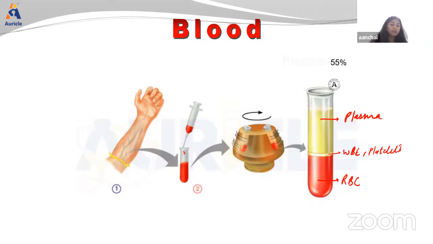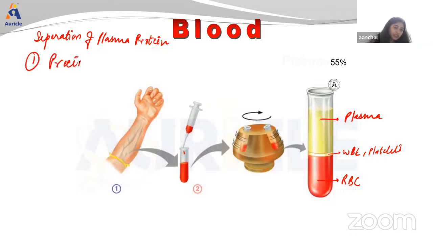And also for the separation of plasma protein, we have other methods also. We have another method like the precipitation method, in which proteins in the serum are separated into albumin and globulin, and this is done by precipitating globulin with 22% sodium sulfate solution, and albumin remains in the solution.